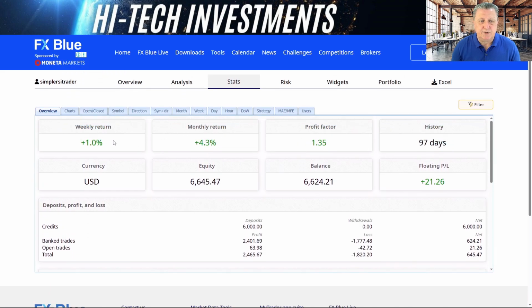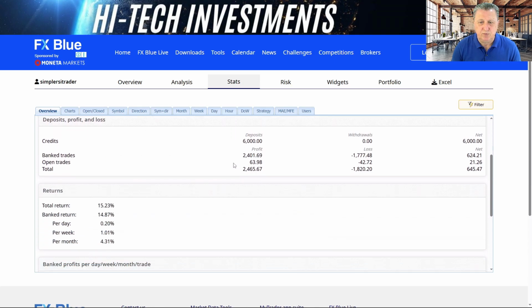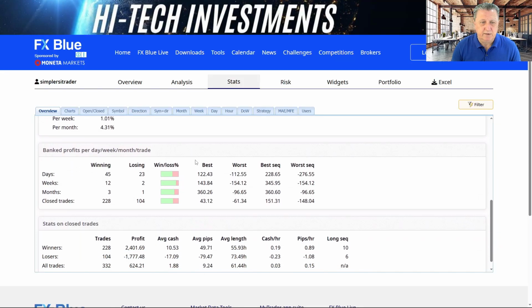And again, the stats is the same as I mentioned here before. Balance and equity, floating profit or loss, 21.26. And if we then go and have a closer look at the winning and losing days, so we have winning days down here, we had 45, losing days is 23.